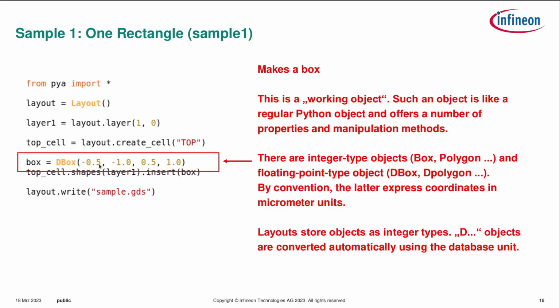This is a convention. The D box basically is simply a box that has floating point coordinates. But within KLayout and in the functions that will follow, the convention is that a dbox object is given in micrometer units, while a box object is given in database units.